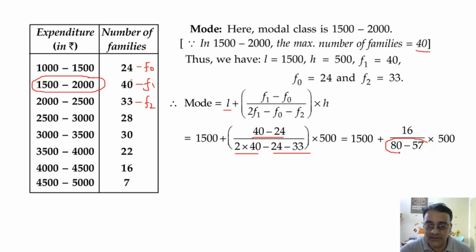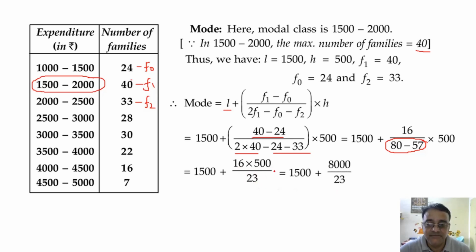Further, if you subtract these two, what will you get? 23. Right. So now 16 into 500. Because 23 is a prime number, we multiply and then divide by 23. So 8,000 divided by 23 will give 347.83 approximately. So the final answer is 1,847.83. Any doubt in this part?